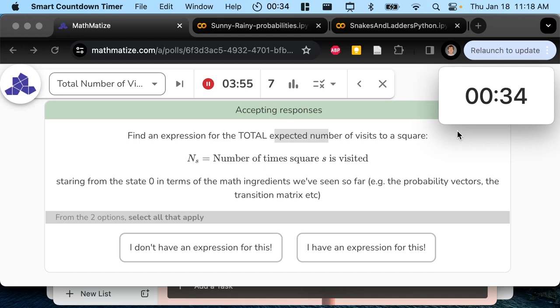Yeah, I think that expression is right. Yeah, that's right. At state S.